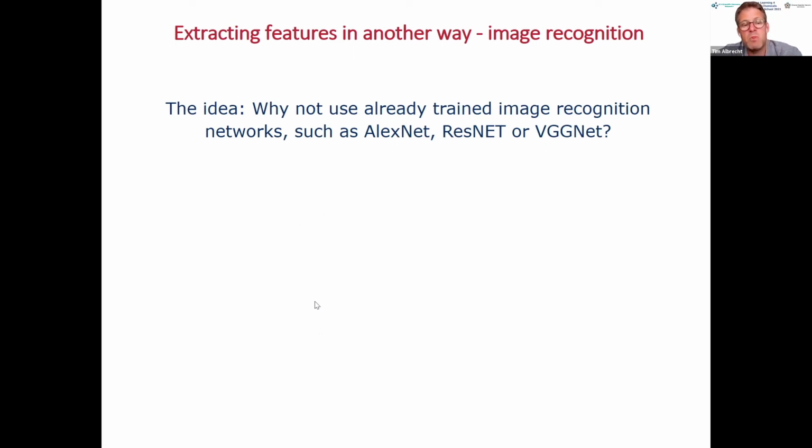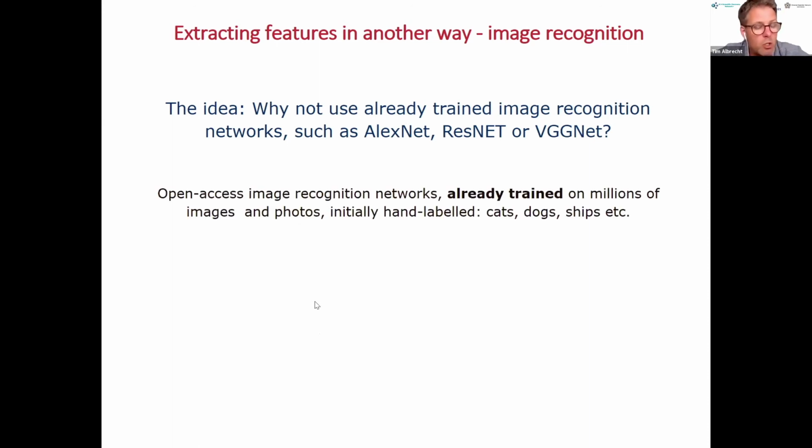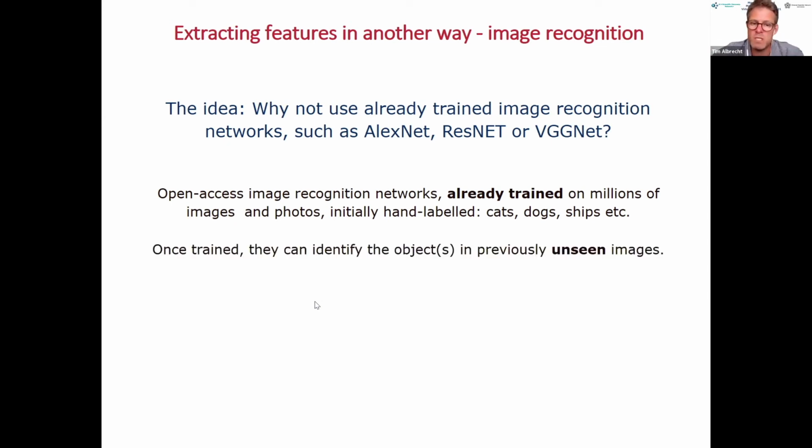Right, and there are, of course, already image recognition networks available. Networks like AlexNet, ResNet, or VGGNet, for example, are open source, so you can access them. They're already trained on millions and millions of images and photos, which, mind you, were initially hand labeled, of cats and dogs and ships and so on. This is how these networks are trained to then recognize unseen images. Once they are trained with this large amount of data, they can then identify cats and dogs and ships that they hadn't previously seen.